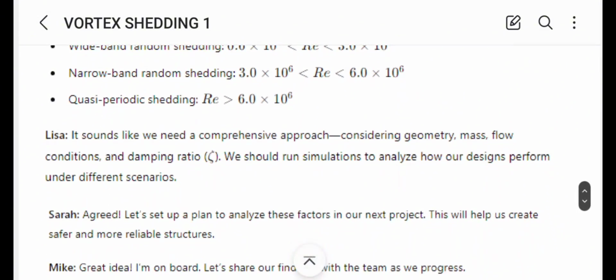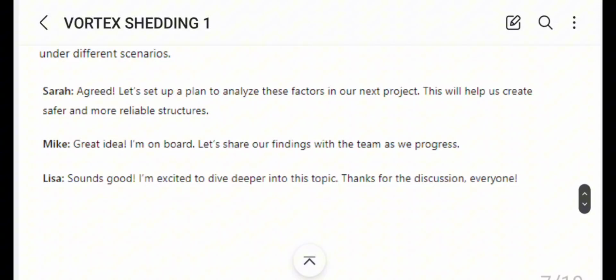It sounds like we need a comprehensive approach, considering the geometry, mass, fluid flow conditions, and damping ratio. We should run simulations to analyze how our designs perform under different scenarios.